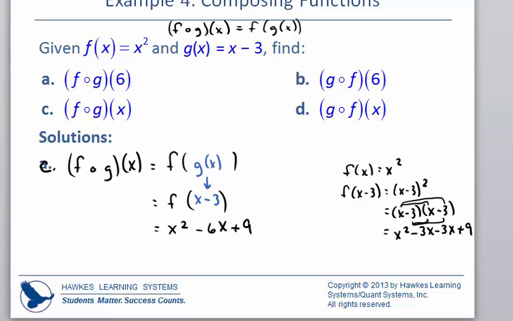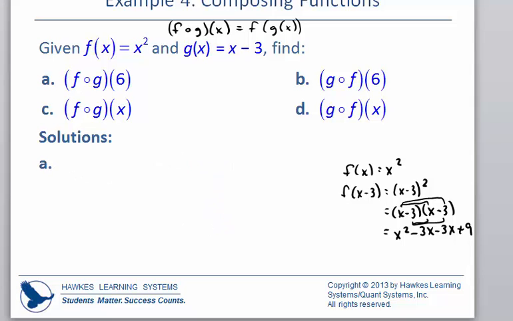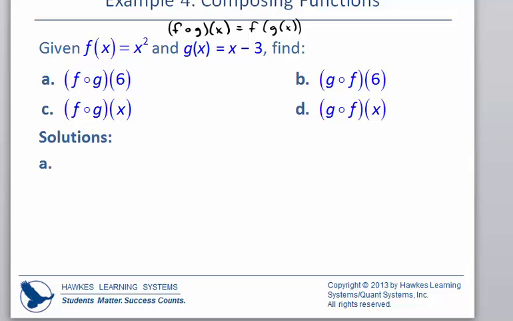Okay, and then part D. So part D says to find g of f of x. So g of f of x. We'll use our same definition. We'll write our first letter down, and in parentheses, we'll put in the f of x that's left.